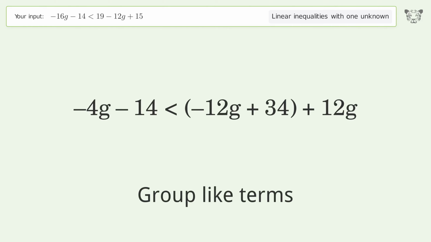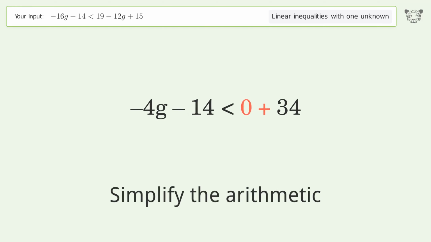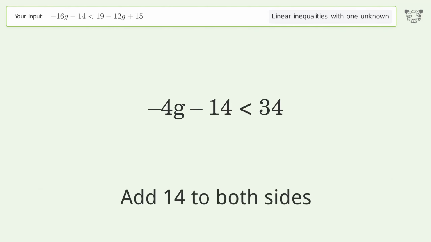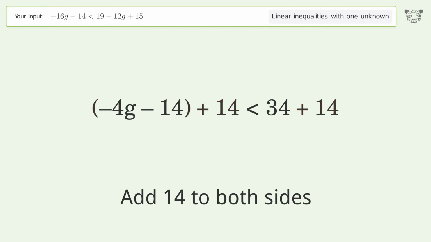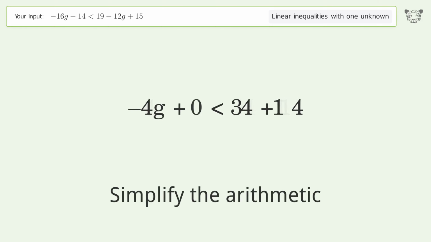Group like terms. Simplify the arithmetic. Group all constants on the right side of the inequality. Add 14 to both sides. Simplify the arithmetic.